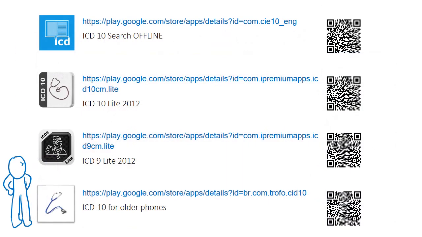Okay, those are some ICD code applications for Android smartphone. You can find the application by typing the link provided or scanning the QR code shown here.